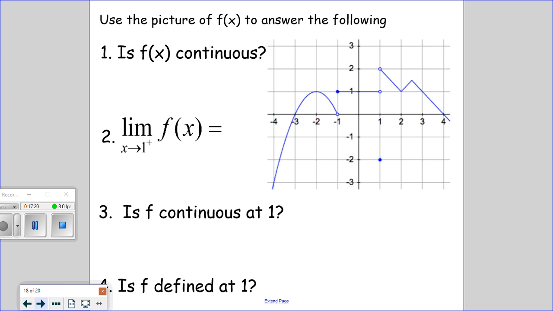All right. Last little part here is kind of getting that same conversation going, but from a picture. It says use the picture of our function f of x to answer the following. I'll give you a minute to look at that. Your questions are: is it continuous? What's the limit as we approach 1 from the right? Is it continuous at specifically 1? Because these can be different answers. Is it continuous and is it continuous at a specific point can be two different answers. Discuss as your table. Last question, for those that can't see it in the back, is f defined at 1?